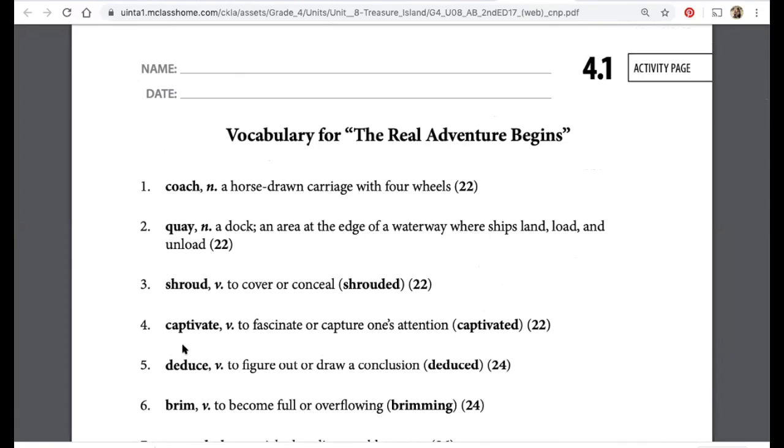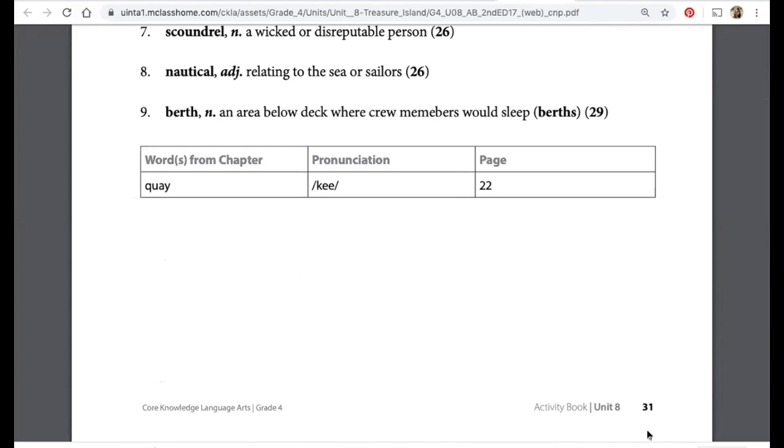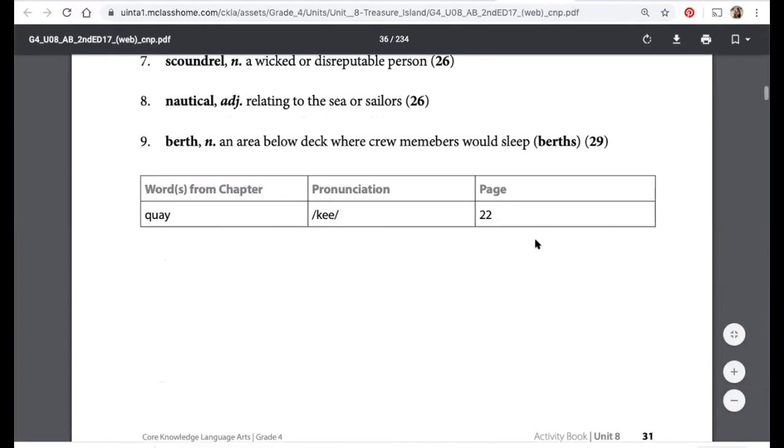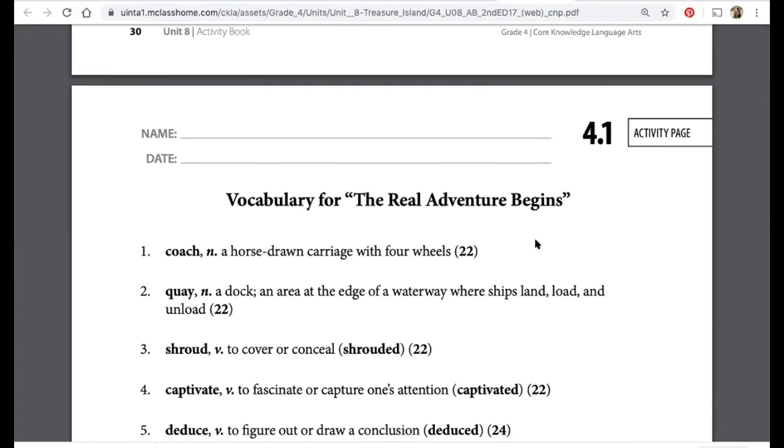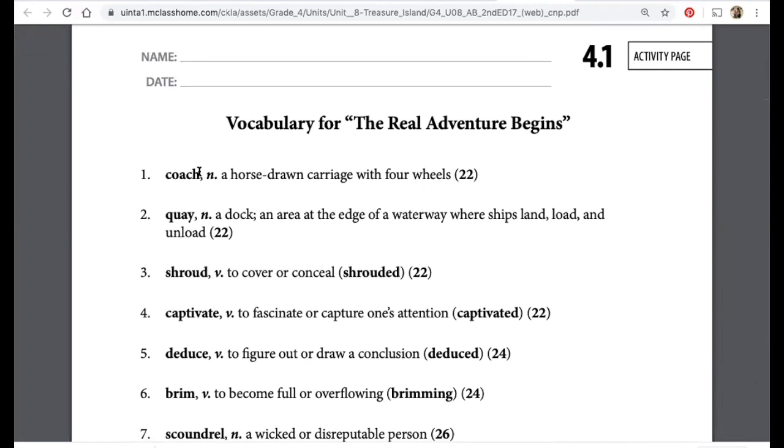All right, my friends, once you are done with the activity page for relative pronouns, I want you to head on over to page number 31. This is where we're going to review the vocabulary for chapter 3, what we're reading today, called The Real Adventure Begins. Here we go.